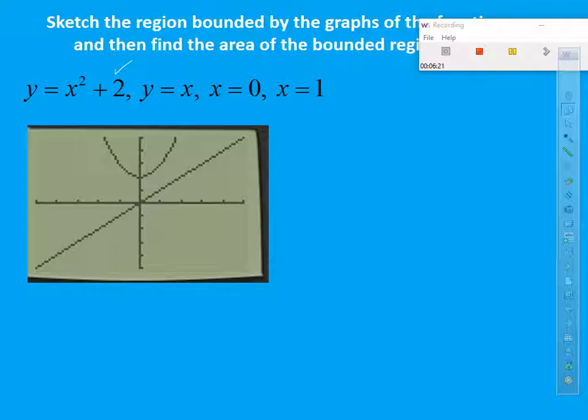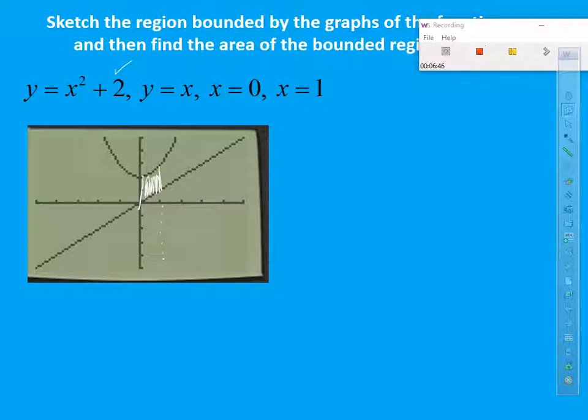So what I'm going to do is find the area between x squared plus 2, y equals x, the vertical line x equals 0, and the vertical line x equals 1. So here's the area that you're finding.